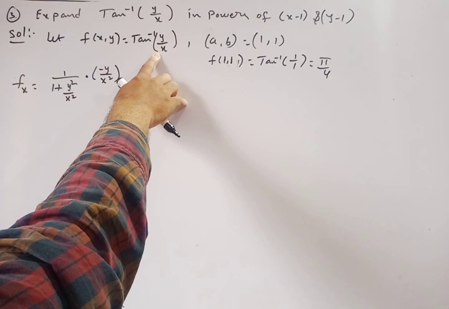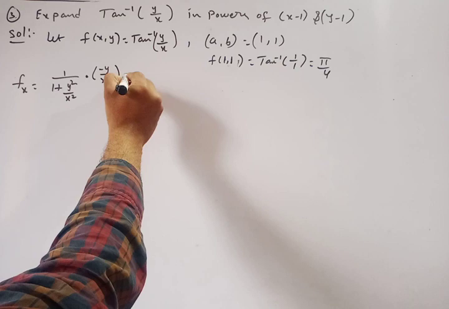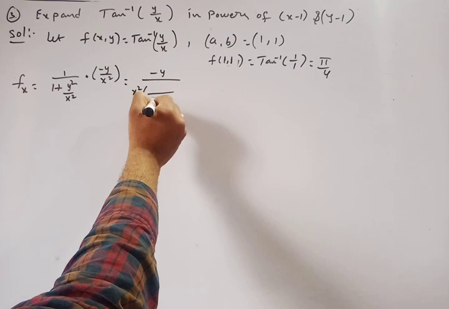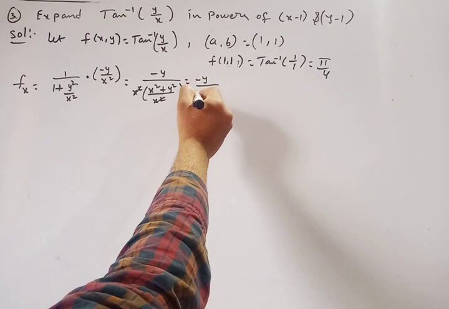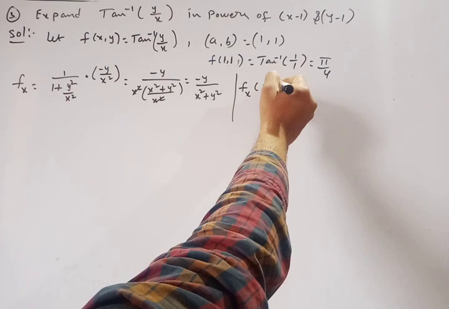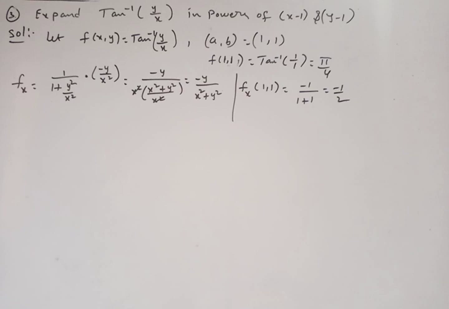1 into y is y. So what I'm getting here is minus y by, if I take the LCM, LCM is x square plus y square. x square got cancelled, I got minus 1 by x square plus y square, where at 1 comma 1, I get minus 1 by 1 square plus 1, that is minus 1 by 2. That is the value of fx.